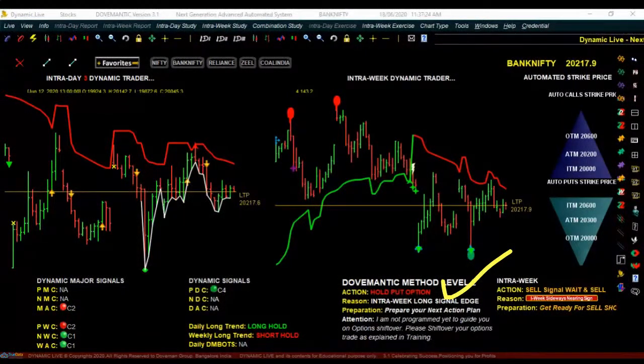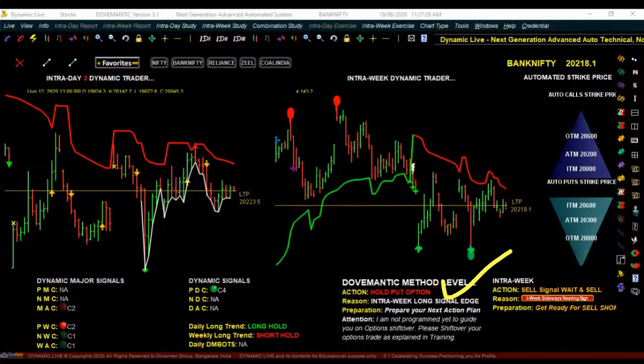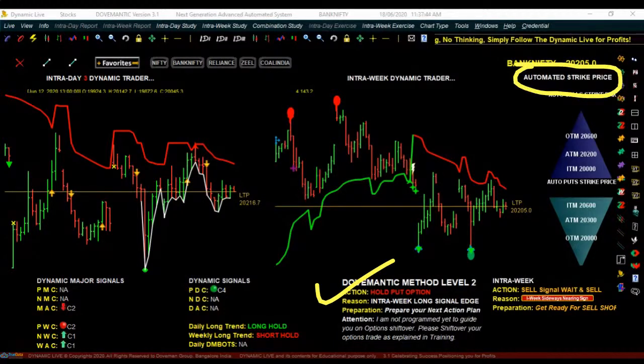So when to exit and when to enter, complete information will be told by this action. So you don't have to worry, just blindly follow it. But whenever it tells you to buy a call option or a put option, there's one more important thing that you have to learn, and that is to select the right strike price. But today you don't have to worry, even the right strike prices are automatically selected by this Dynamic Live.